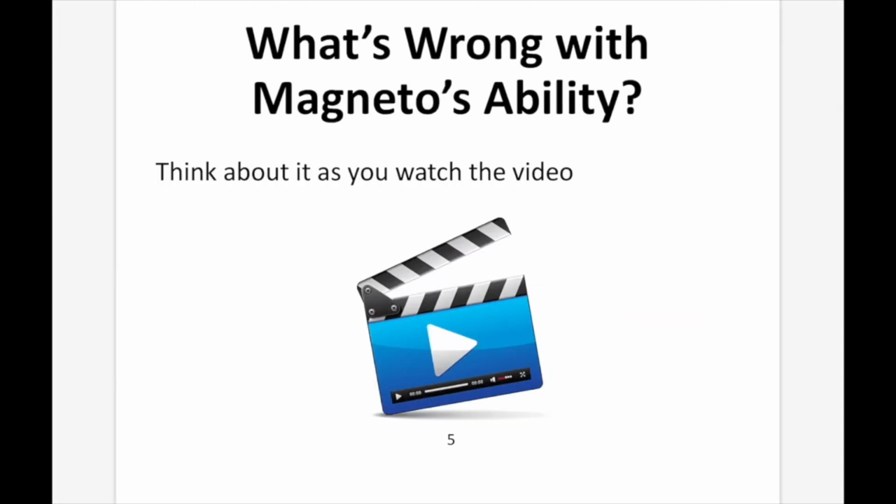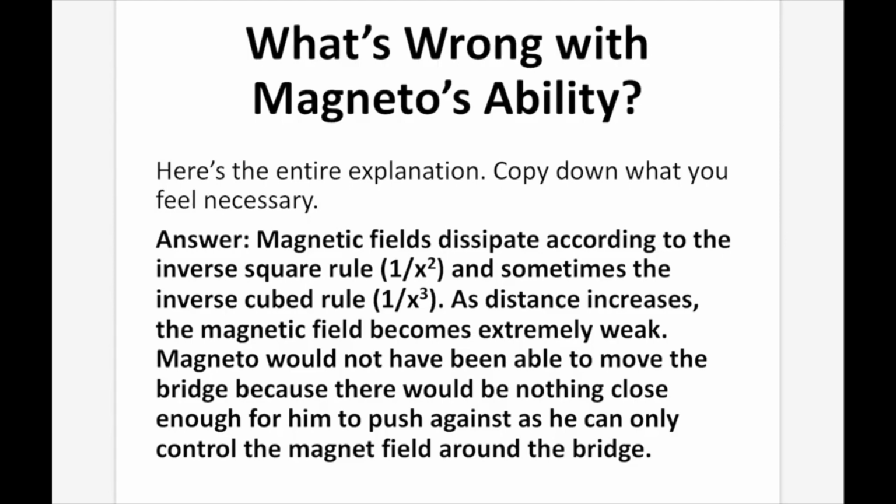So what's wrong with Magneto's ability? Think about this as you watch the video. So pause right now and watch number 5. And then I want you to answer the question, what's wrong with Magneto's ability to move the bridge? Now there's a few things wrong with the scene, but here's my entire explanation. Copy down what you feel necessary.